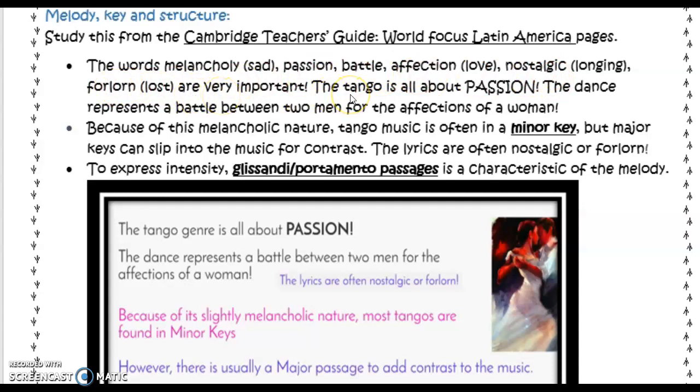The tango is all about passion. The dance represents a battle between two men for the affection of a woman. Because of this sad nature, tango music is often in a minor key. But major keys can slip into the music for contrast.